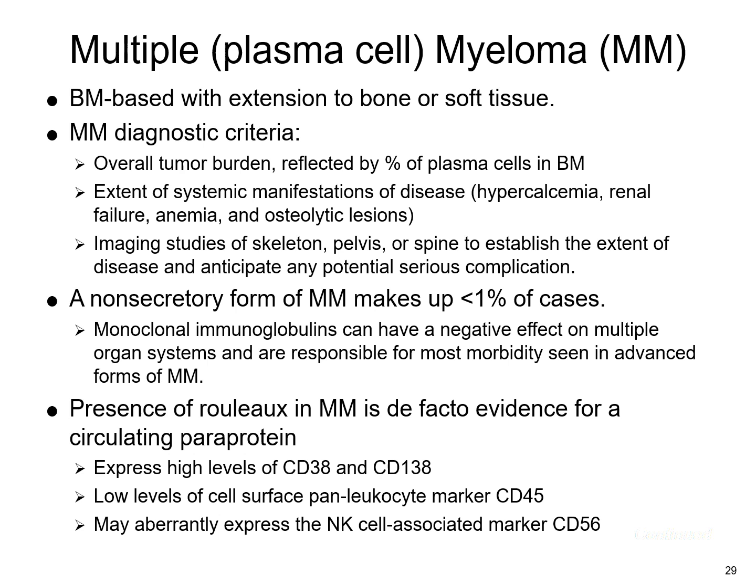Now, when making a diagnosis, you would note that these patients express high levels of CD38 and CD138, low levels of the cell surface pan-leukocyte marker CD45, and they can express the natural killer cell associated marker CD56.